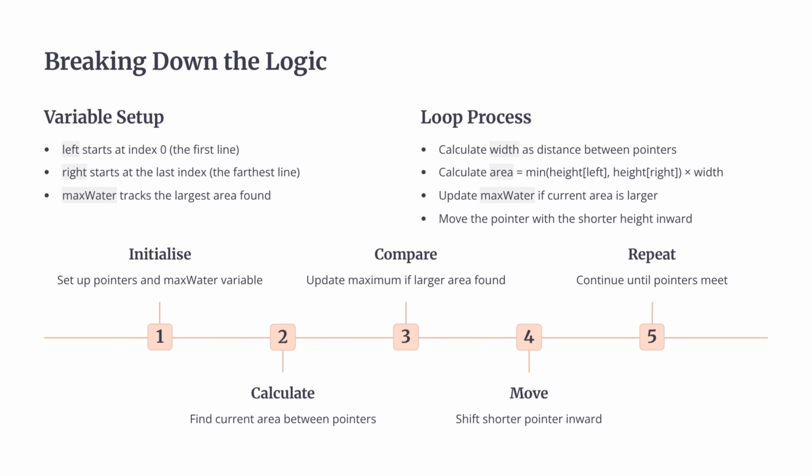So think of it like this, you're standing between two walls trying to trap rainwater. Each time you move, you either find a taller wall or lose width. The key is finding that perfect balance between height and distance, and that's exactly what this algorithm does.